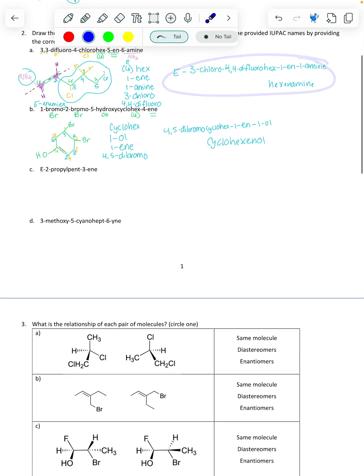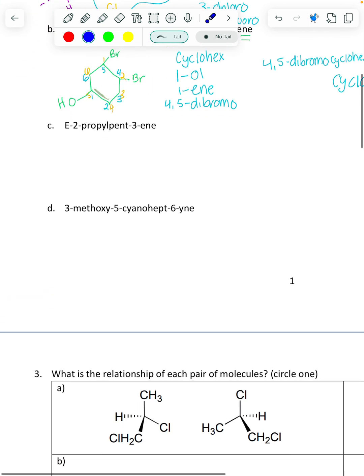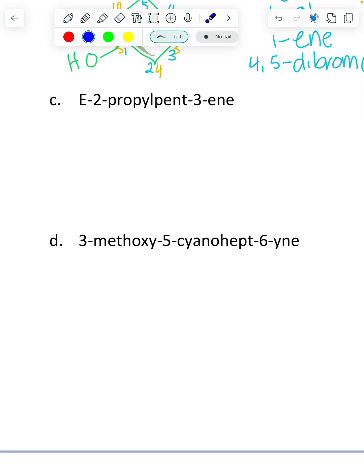Okay. Last problem for question 2. We're going to do what we know. We know that E means enemies, but that's going to be the last thing we do. Pent right here, we know that is actually going to be 5. ENE is a double bond, so we know there's a double bond at carbon 3. And propyl is going to be just like this, which has 1, 2, 3 carbons, and then this is going to be bonded to the parent chain.